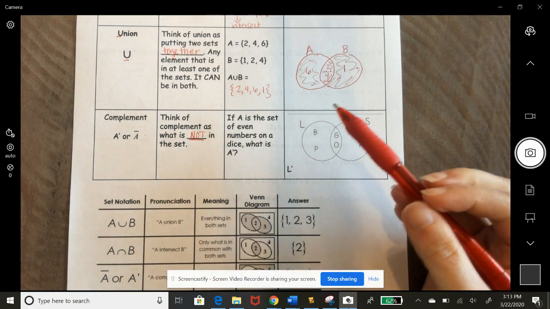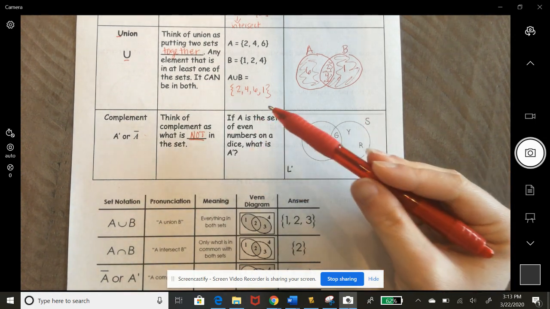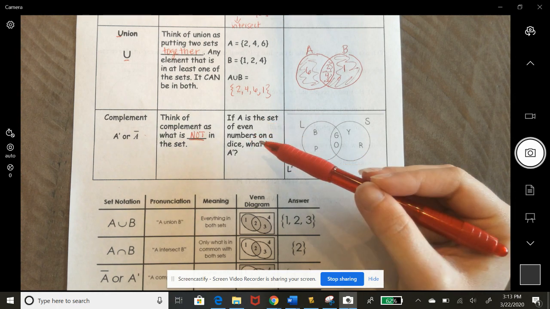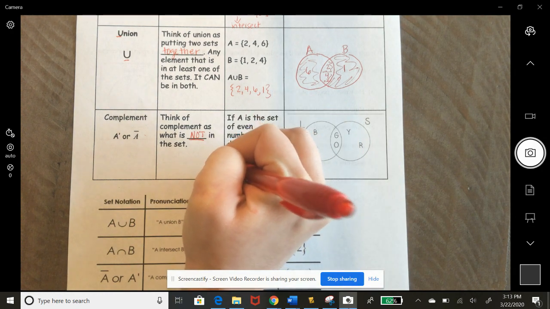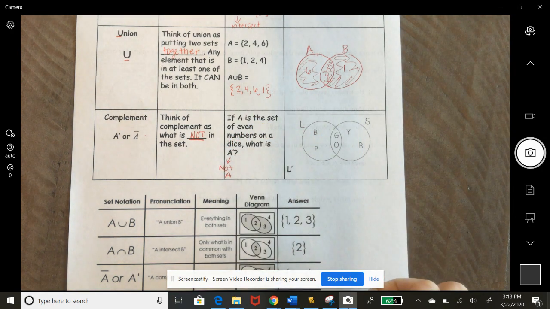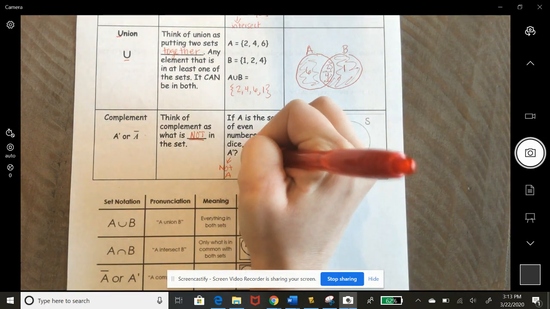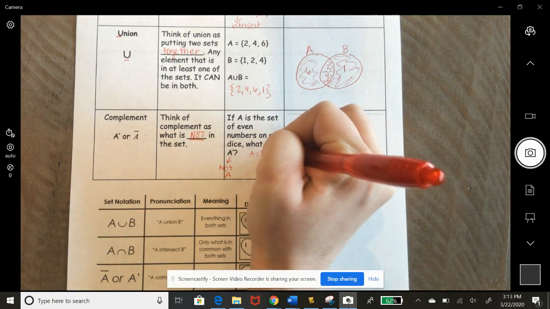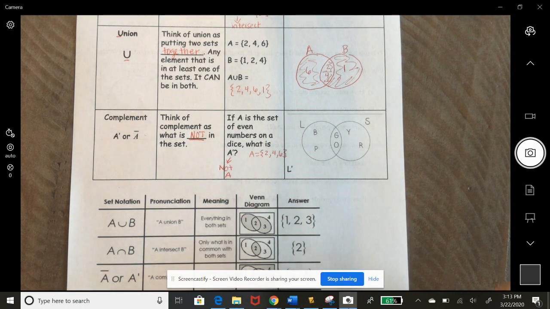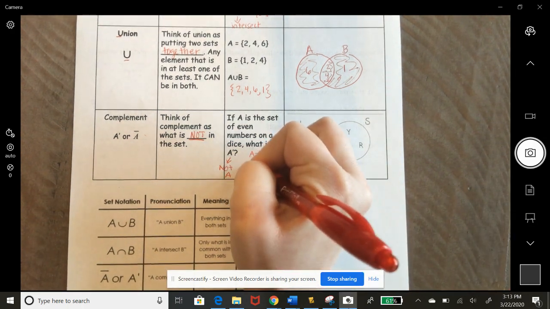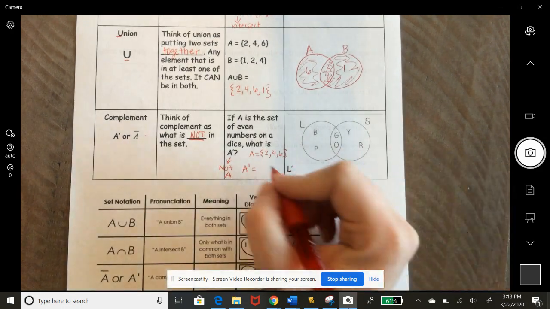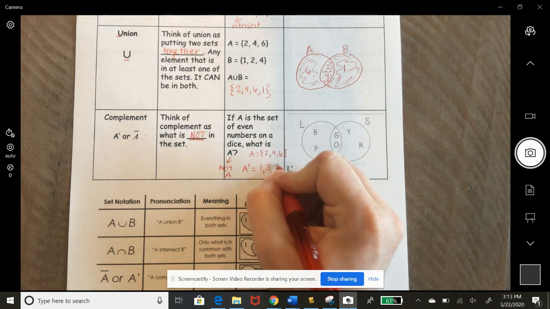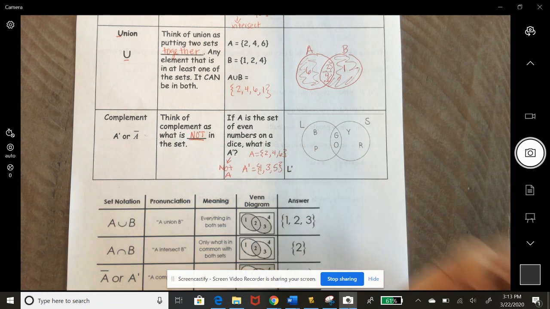Okay, so I gave an example here in words. If A is the set of even numbers on a dice, we're going to read this as what is not A. If A is the set of even numbers on the dice, that would be 2, 4, and 6. If we want to know what's not A, we need to think about what else is on the dice that's not even. So that leaves us with 1, 3, and 5, my odd numbers. So it's going to be everything that's not in that set.